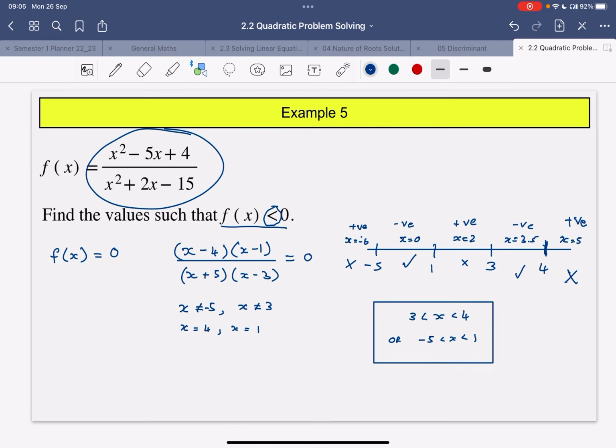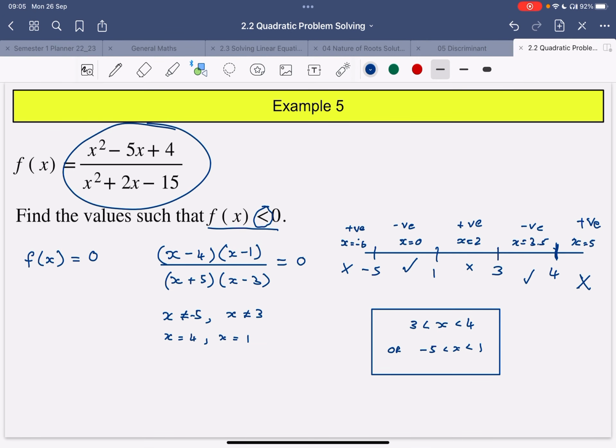Now that's how you do it with a sign diagram. I haven't had to use a graph at all. I might have had to use a calculator, but if I go forward now, let's just take our answer and copy our answer so we can put it onto our graph.